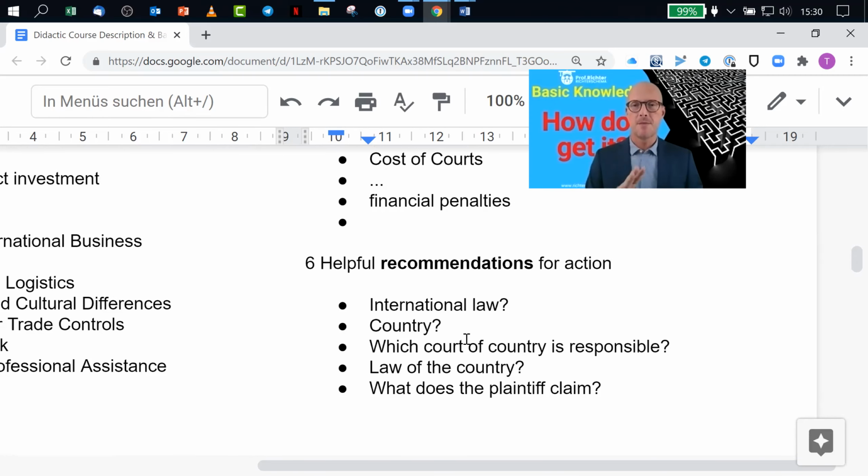Okay, after these five steps, we have collected a lot of material, and now you can give me some recommendation and schedule for action. So the first thing is international law. Is this an international case? Then which country? Where should we go to get a decision of a court? Which court of which country is responsible? Which law of the country? What does the plaintiff claim? And so on, right? You give me here some recommendation for action.